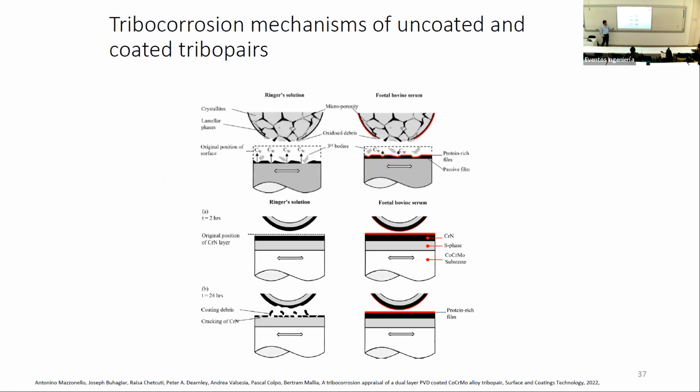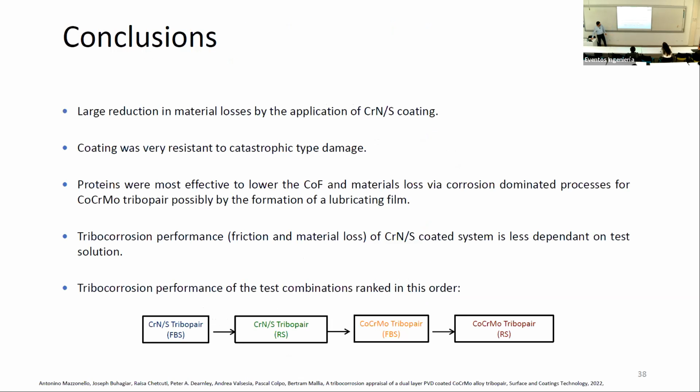Okay, over here we're seeing some schematics of how the failure was happening. For the untreated, we were getting quite a lot of damage. For the chrome nitride S, after 2 hours, almost no damage. After 24 hours in fetal, in bovine serum, sorry, very little damage. In case of Ringer's, we got thinning and fracturing of the outer chrome nitride layer. So this is quite some interesting work, and recently we have published a paper on it over there.